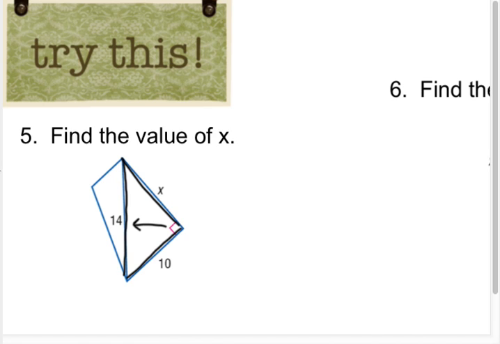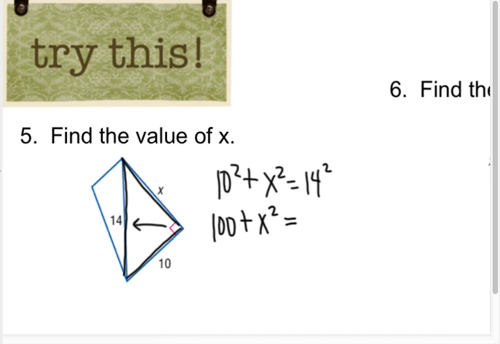So in order to set this one up, I would have 10 squared plus x squared is equal to 14 squared. 10 squared is 100 plus x squared is equal to 196. 14 squared is 196. I would subtract 100 to the other side. So x squared is equal to 96. And then I would go ahead and take the square root.